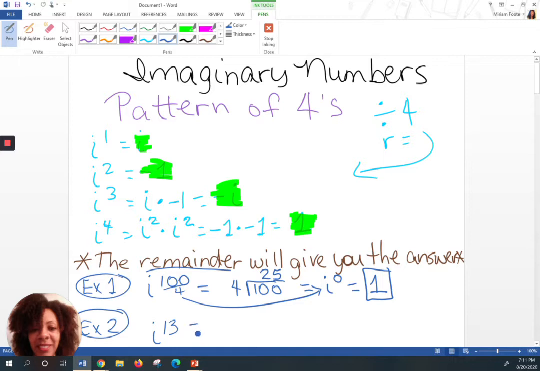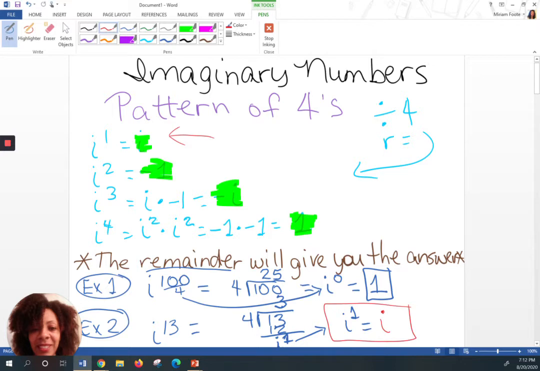i to the 13th, if I were to take 13 and divide it by 4, doing long division, I know 4 can go into 13 3 times, and if I multiply 3 times 4, I have 12. My remainder, this is what I'm looking for, this right here, 1. And I'm just going to write a little i, because that tells me that i to the 13th power is the same as i to the first power. So if I go back to my chart at the top, I would see that i to the 13th power is really i.